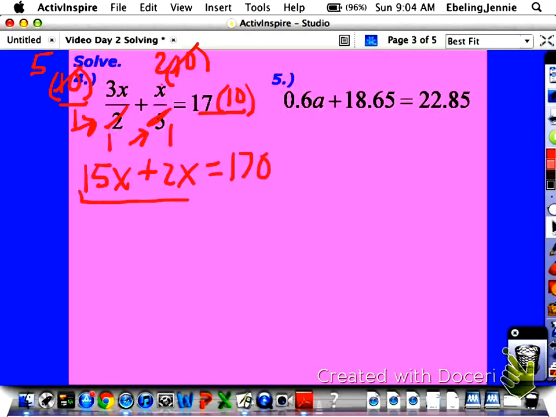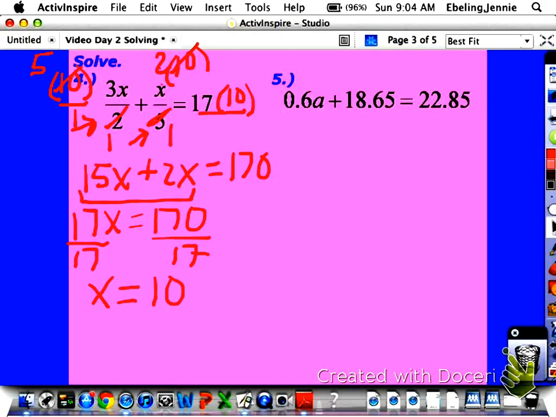I have some like terms that I need to put together. So I have 17x equals 170. And divide both sides by 17. I get x is equal to 10.